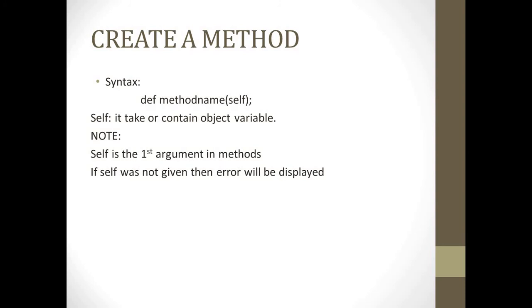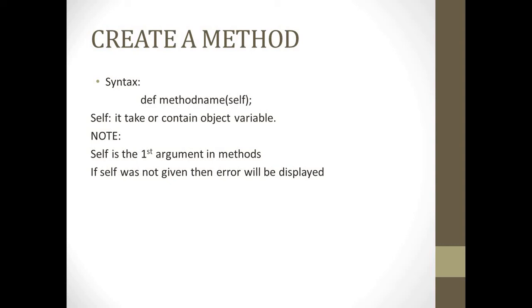What is the syntax? Same as the function. When I explained the function concept, I said the same thing, but one thing is missing. Inside the parentheses I am giving self. What is this self? Self takes or contains the object variable. Whatever object we are creating will automatically be in the self position. One point we have to remember: self is the first argument in the method.